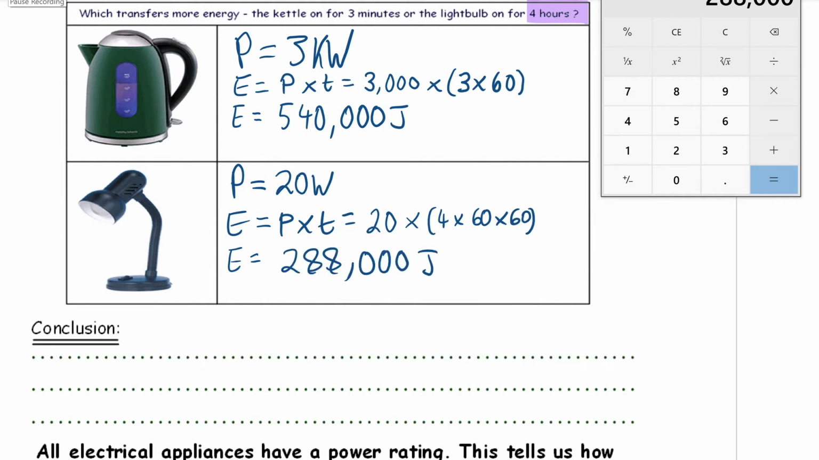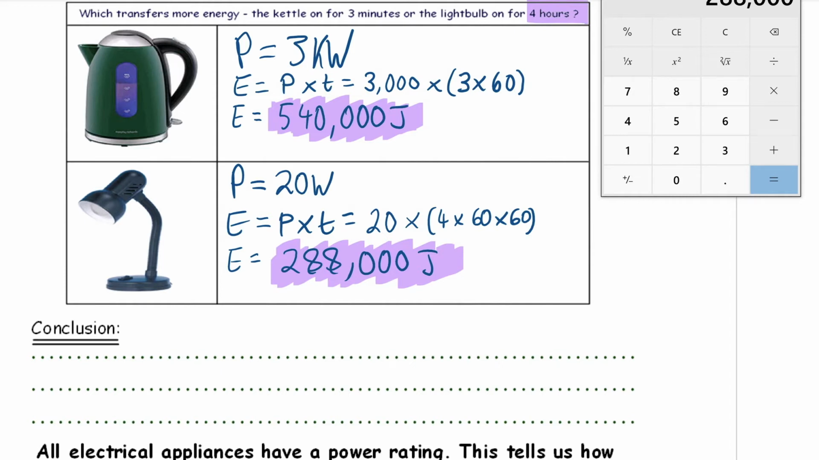You should have got 288,000 joules. So you can see the kettle, even though it's on for 3 minutes and the lamp on for 4 hours, you use a lot more energy using the kettle. In fact, a plug-in appliance cannot have a higher power rating than 3 kilowatts.